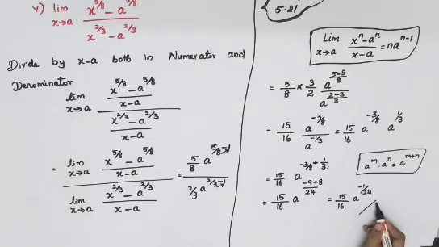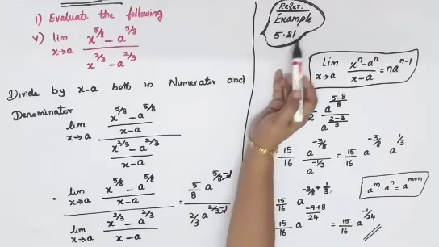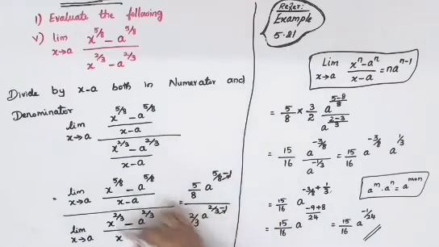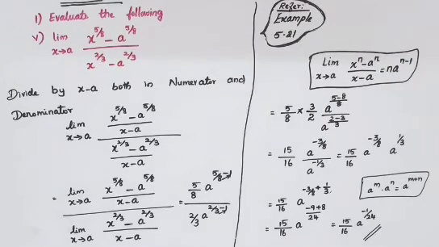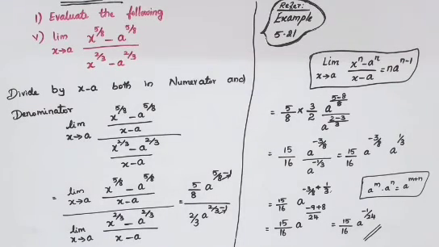This is the answer for your first question, fifth subdivision. You can refer your example 5.21. The same like sum will be there, but only the numbers will be changed. Okay, so this is the answer for your first question, fifth subdivision.